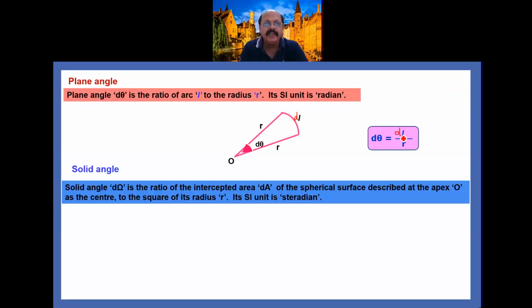Similarly, we can define the solid angle. Solid angle d omega is the ratio of intercepted area dA, you can see here, of a spherical surface described at the apex O, which is at center, to the square of its radius. Radius is r, and its SI unit is steradian. So from here it is very clear, d omega equal to dA upon r square. That is called solid angle. So this is about plane angle and solid angle.